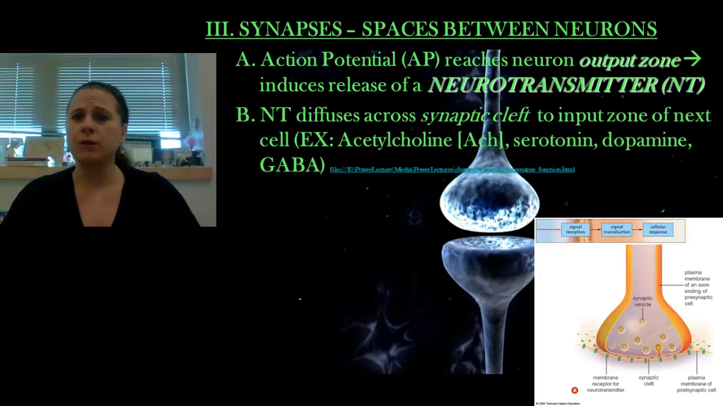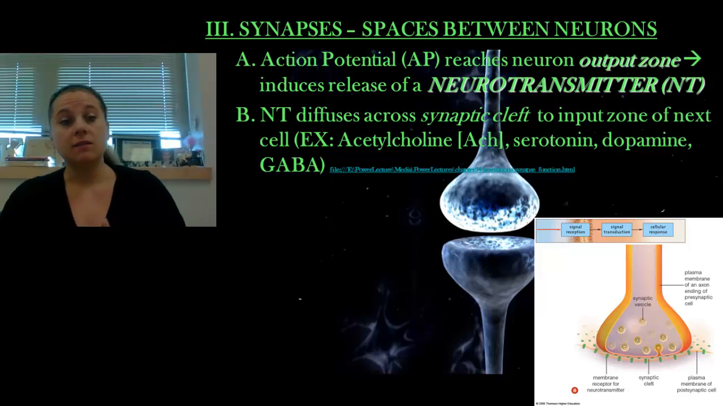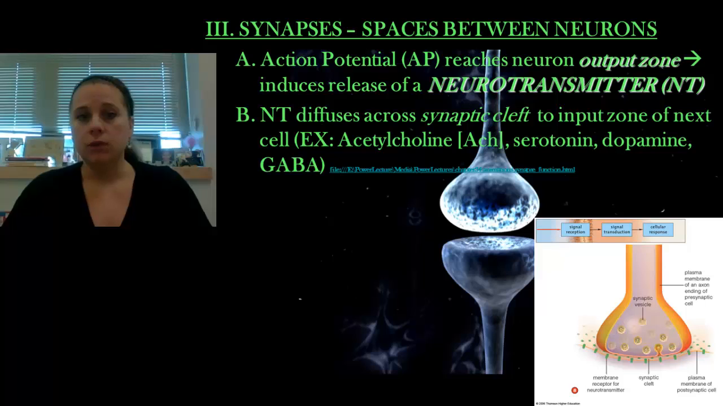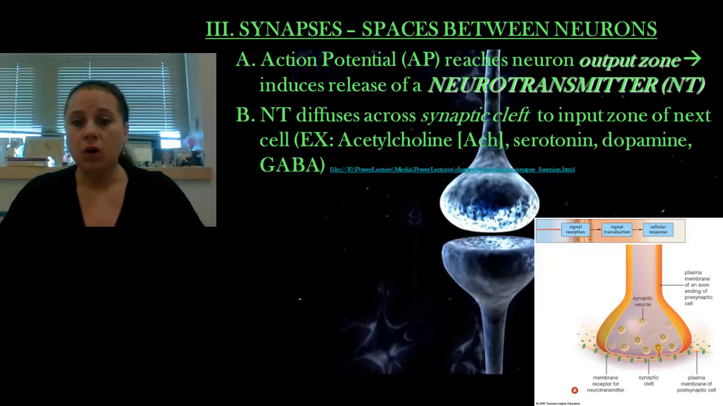And that neurotransmitter, there's a number of them out there. And in essence, these act like hormones. Well, they don't act, they are hormones, to cause a signal to the next neuron itself. So it actually diffuses across the cleft, which is that space, into the input zone of the next cell. And whether that is a muscle cell or another neuron, there's a bunch of different options for what that's going to be. Some examples of these are acetylcholine, serotonin, dopamine, GABA. These are all types of neurotransmitters that cause a bunch of different effects.